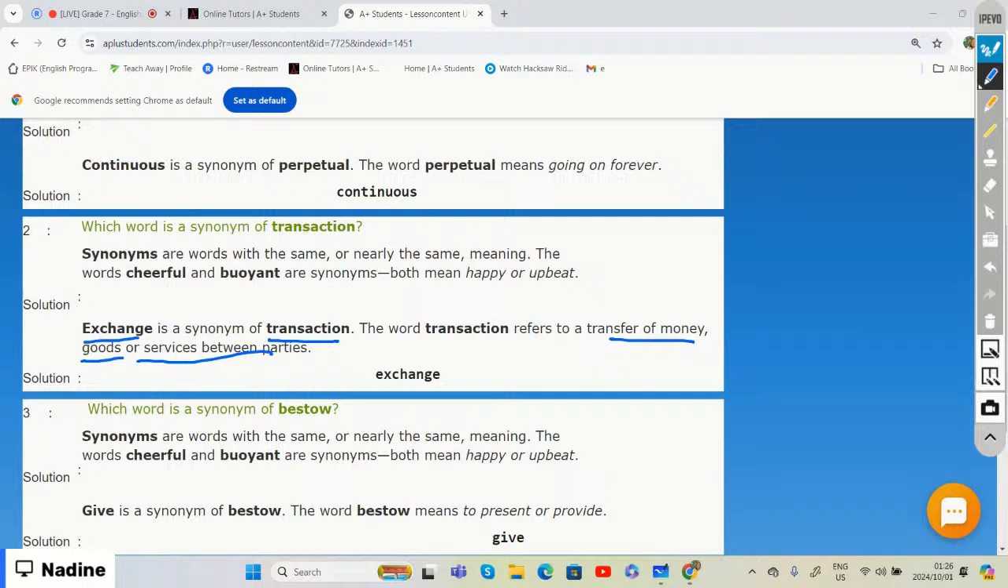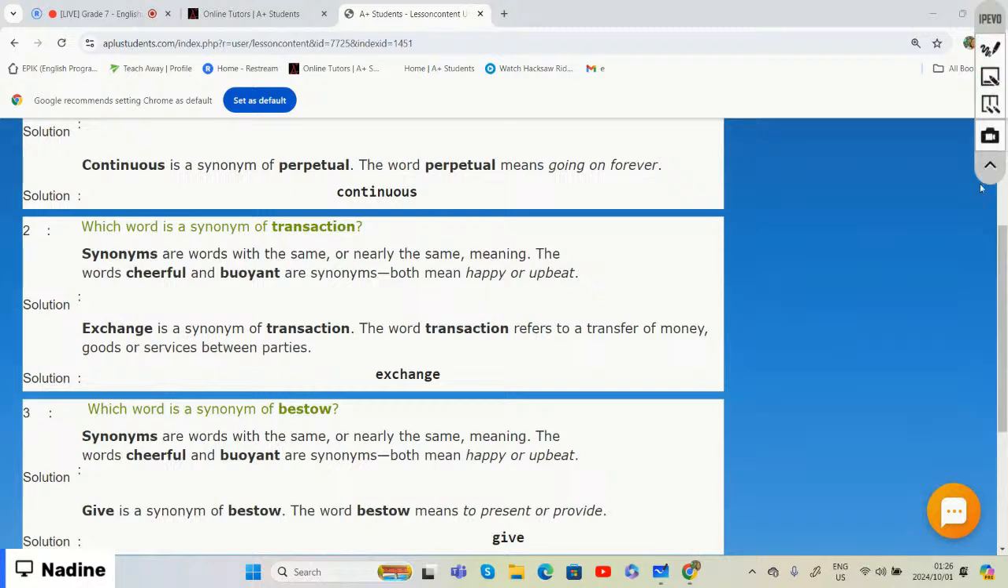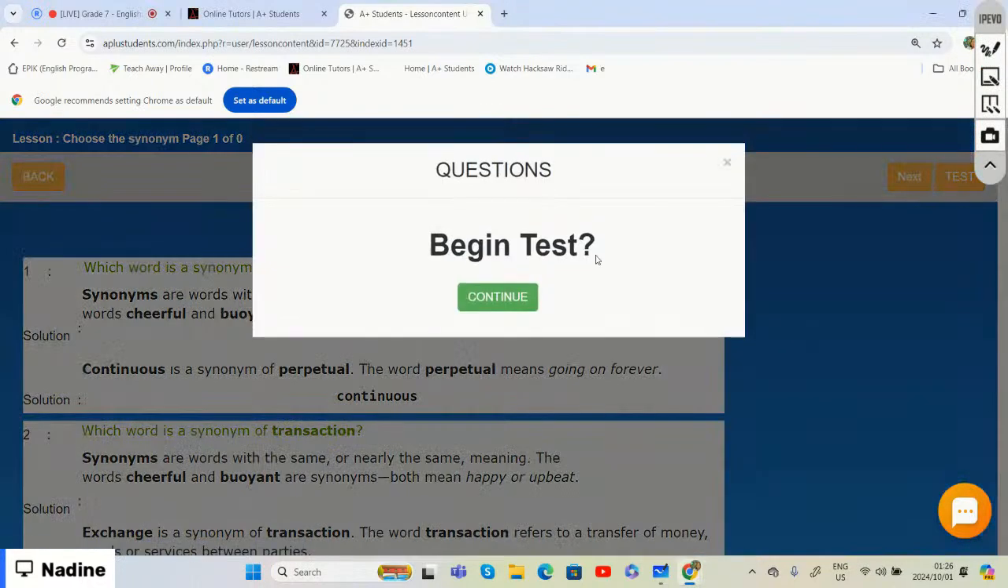exchange and transaction mean. And then lastly, give. And the synonym of give is to bestow, which means you either present or provide. You give or you bestow that upon somebody or something. All right, so now we're going to the test where we are going to choose synonyms.